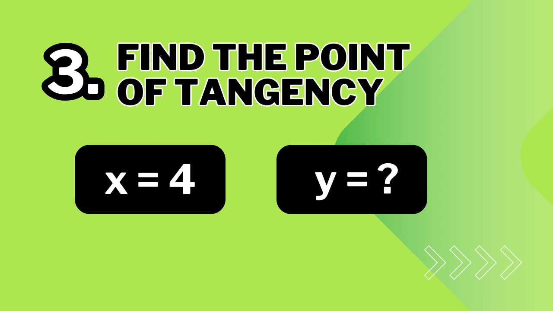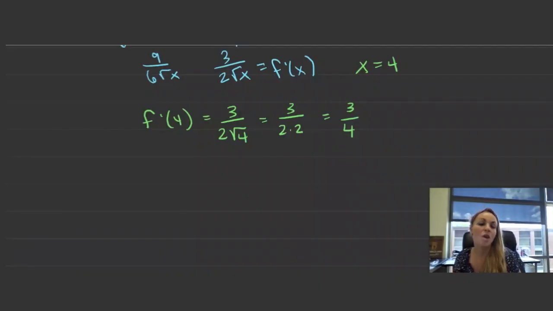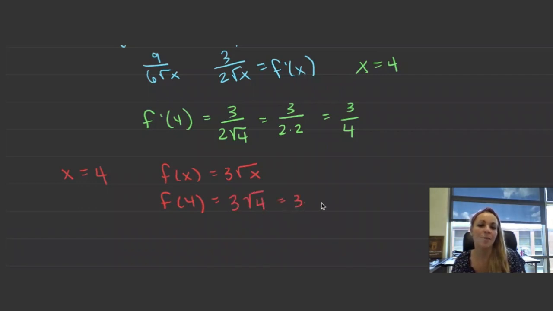Step 3, find the point of tangency. Well, we already have our x value, which is equal to 4. To get a corresponding y value, we're going to use our original function. We were given f of x equals 3 square roots of x at the beginning of the problem. So I'm going to do f of 4 to find that point of tangency. So 3 times the square root of 4, which is 3 times 2, which is 6. So the point of tangency between our curve and our tangent line is 4, 6.